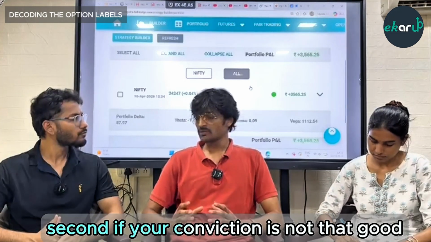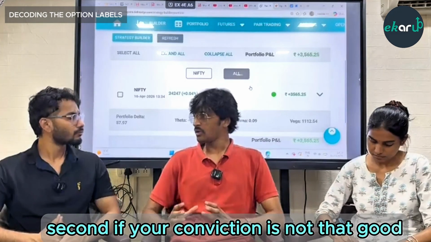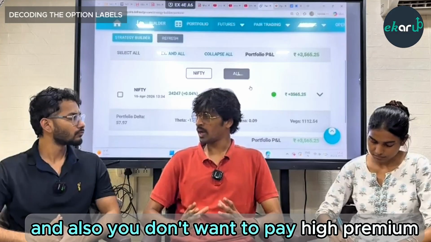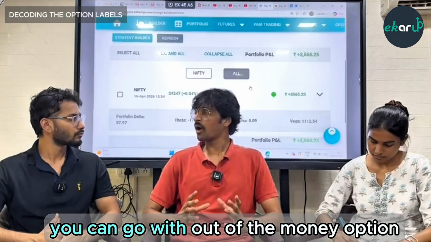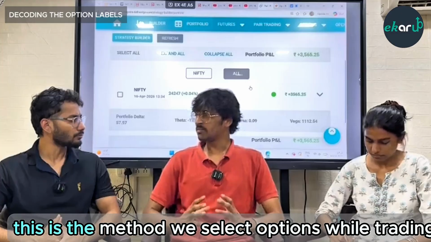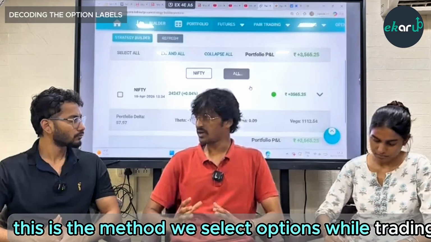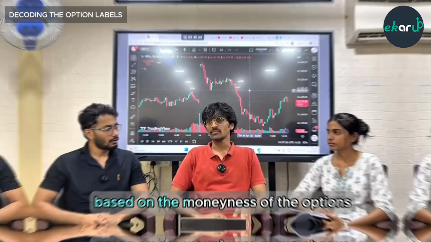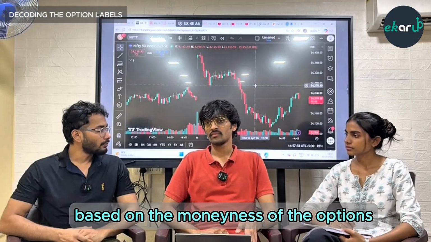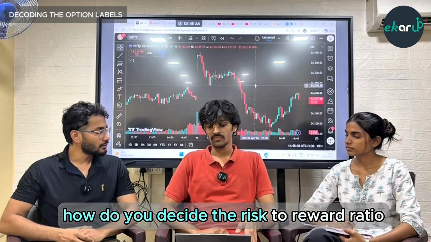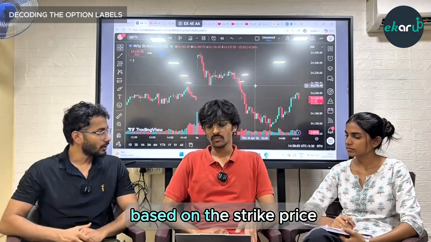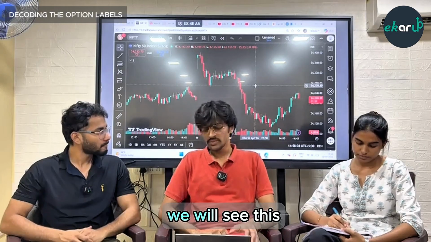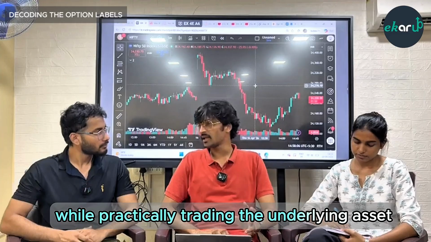Second, if your conviction is not that good and you also don't want to pay high premium, you can go with out of the money options. This is the method we select options while trading based on the delta value and moneyness of the option. Based on the moneyness of the options, how do you decide the risk to reward ratio based on the strike price? Now we will see this while practically trading the underlying asset.